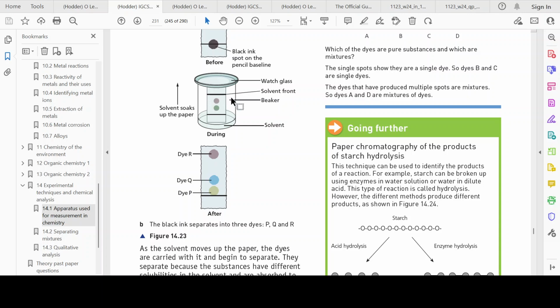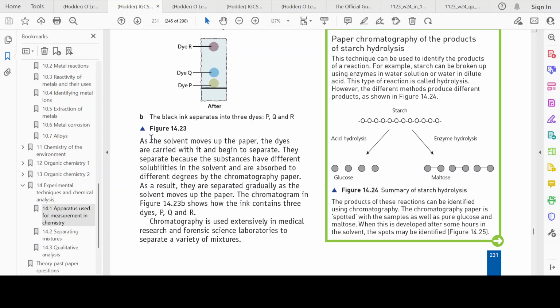So you can see that, and as it travels, you saw that it was black, but as it travels, you see that the different dyes in that black ink are separating, and when you're done, at the end, you see, oh, there were three different dyes. So there was like blue and some purple and maybe some green, something.